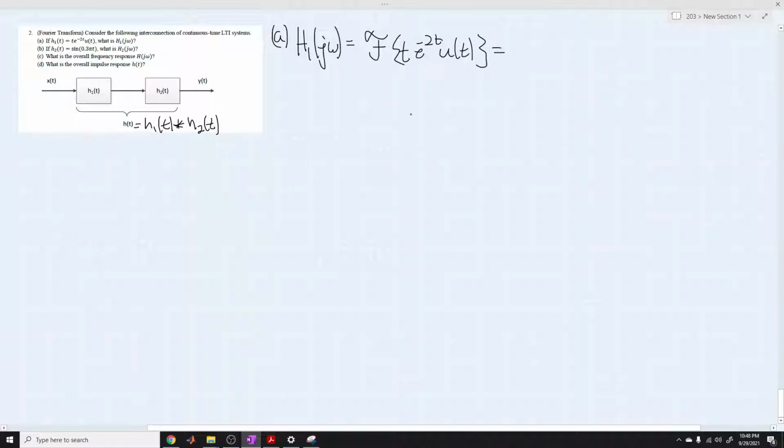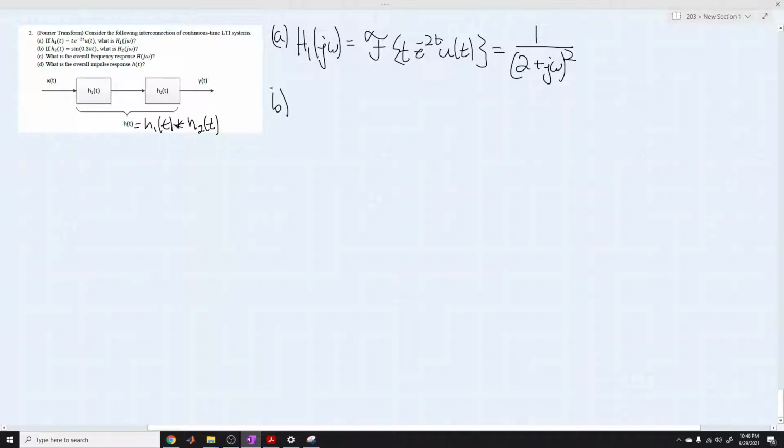And unless the question specifically says use the integral, you don't have to use the integral, you just use a table. And right from the table, we know that this is going to be equal to 1 over 2 plus j omega squared. So there's part A. Pretty simple.